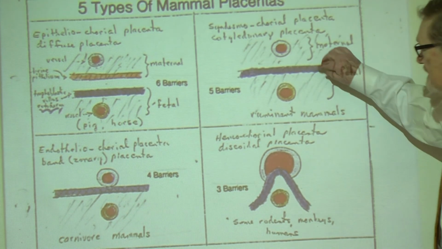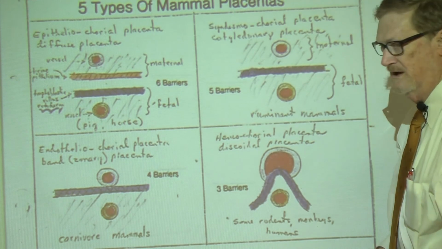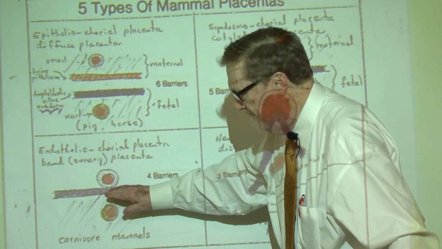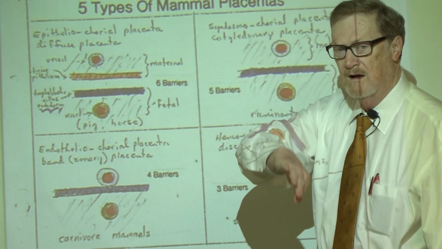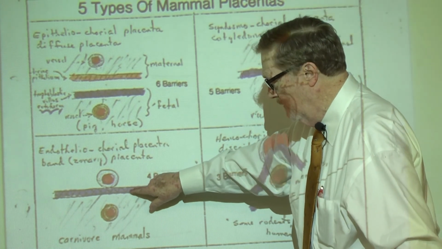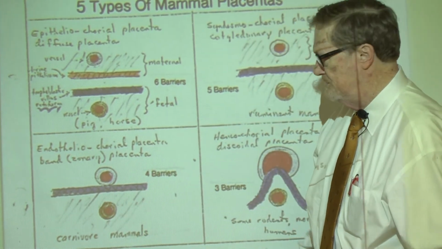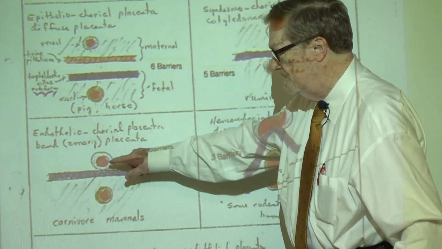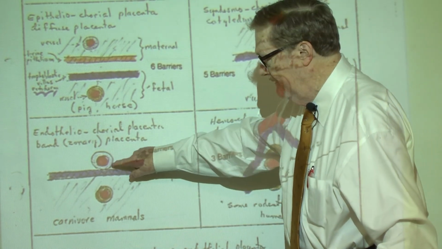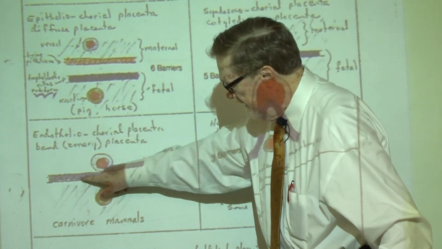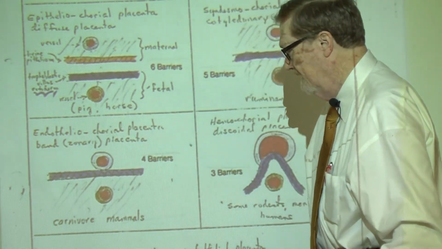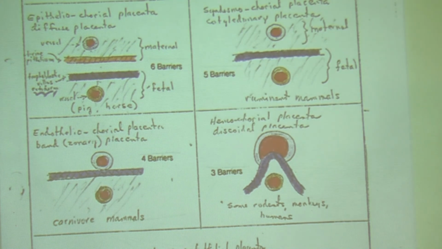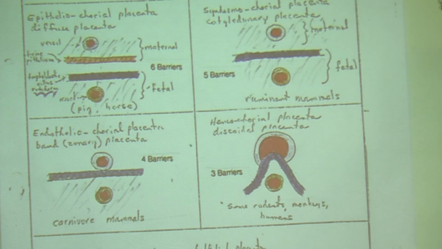Then when we get rid of that tissue right here and get to the third type of placenta, we have only 4 barriers. The wall of the maternal blood vessel is pressed right up against the outer ectoderm of the chorional villus, right there. So we got 3 barriers of fetal tissue and 1 barrier of maternal tissue. And the barrier of maternal tissue is the endothelial wall of the blood vessel. So it's endothelial and chorional ectoderm, endothelio-chorial. And it's found in carnivores, cats, dogs, wolves, bears.